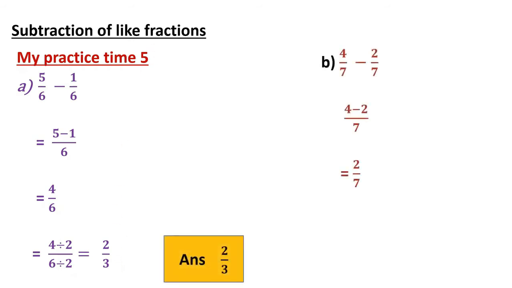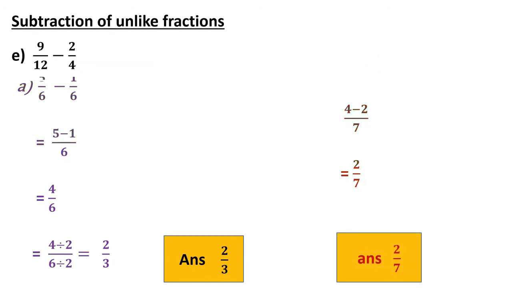Next question, you can see 4 by 7 minus 2 by 7. Again, the denominators are same, like fractions. So you can see here we have to only operate the numerators. So 4 minus 2, and the denominator will be written as it is, that is 7. So 4 minus 2 will give you 2, and the denominator 7 will be written as it is. So our answer is 2 by 7.